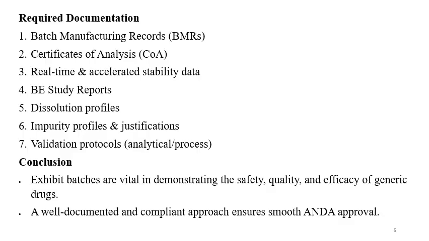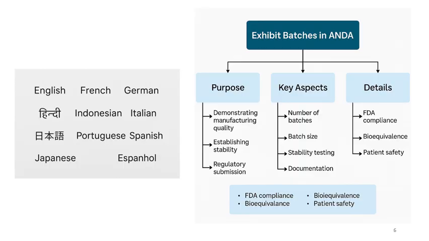Conclusion of the exhibit batches. Exhibit batches are vital in demonstrating the safety, quality, efficacy and robustness of the generic formulations and generic drugs. A well-documented and compliant approach ensures smooth ANDA approval. So there should not be any failure in the exhibit batch manufacturing. The exhibit batches should meet all the critical quality attributes.